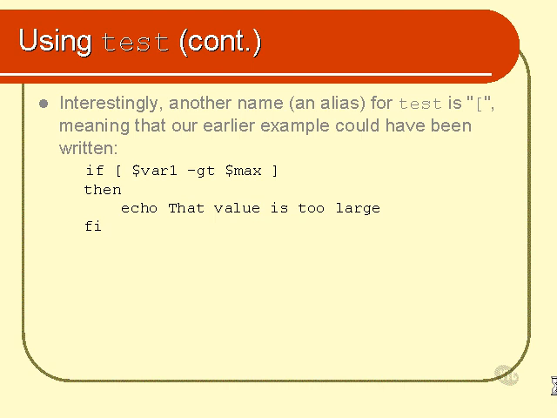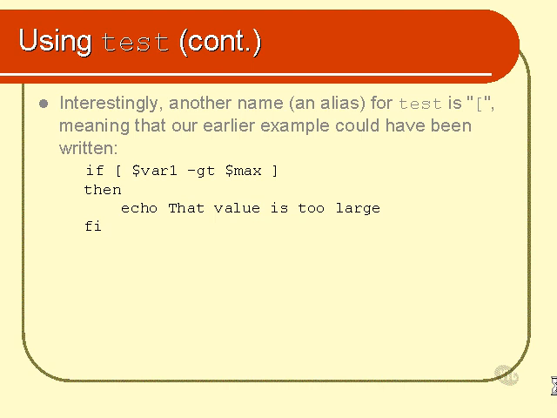Now notice that there is a closed square bracket there on the end of the line. And that's one of the curious features of the test program. If you use the alias of the open square bracket, then test will actually give you a syntax error if you forget to put in the closed square bracket. But if you just use the regular word test, then you don't need the closed square bracket.